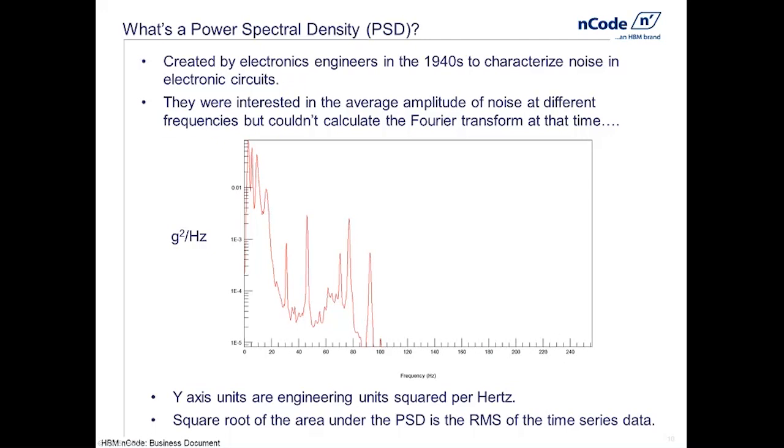The PSD form sticks around today just because it was so prevalent over so many decades of engineering that it has a lot of inertia of its own going forward. A couple points to make here. The square root of the area under this curve is the RMS of the time series data. So one measure of activity, one level of g loading energy, is what we call RMS, the root mean square. We can calculate that in the time domain, and we can also calculate that in the frequency domain as the square root of the area under the PSD curve.